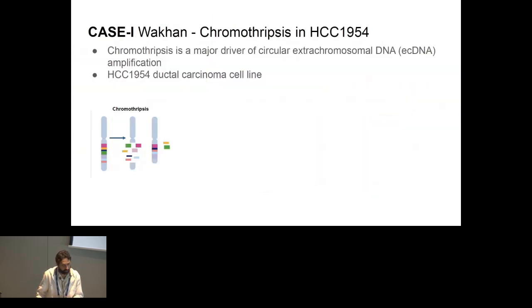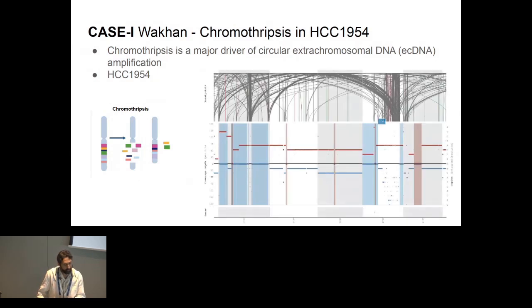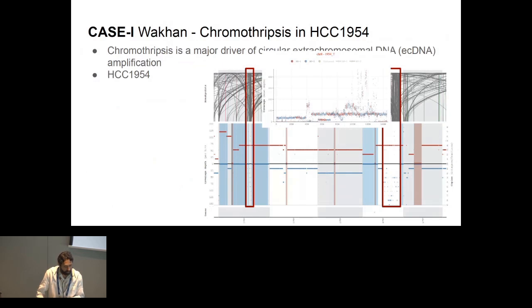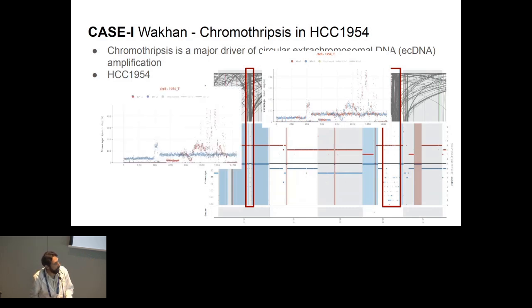Here I just want to show one example of chromothripsis. This is another cell line, HCC 1954, where we see an event of ecDNA. And in these two chromosomes, there is so much chromothripsis or some complex events. In this figure, this is the existing output of the ONT data, and both haplotypes are mixed. Actually, only one haplotype is being impacted.